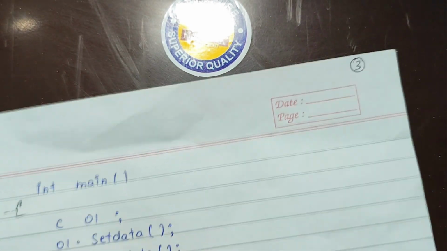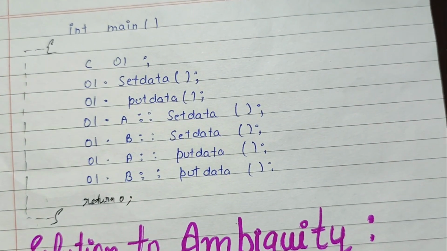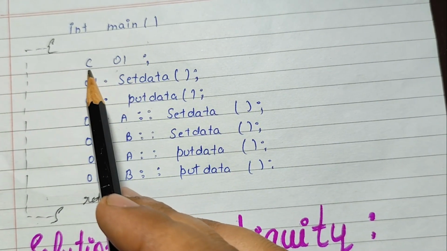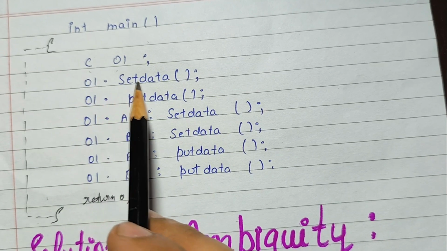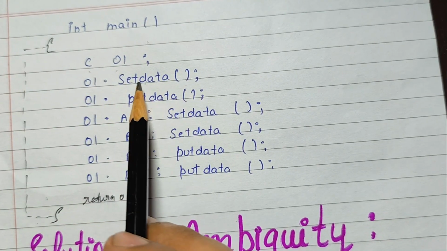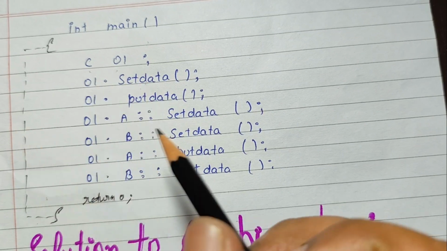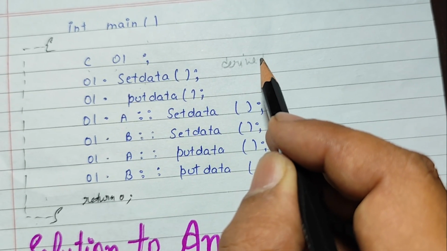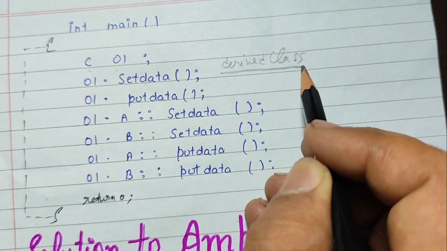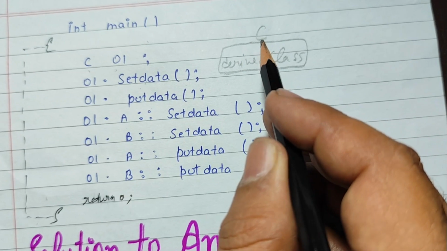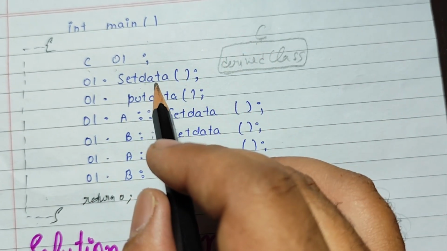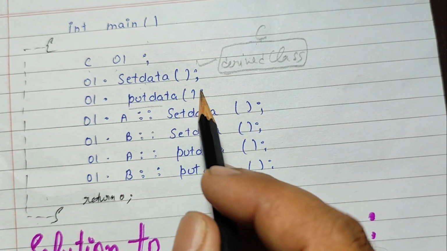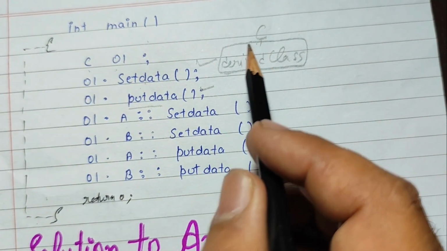Now what I do here, in the main function, first I create o1 object of the derived class. Now I simply call o1 dot set data. Now which member function is called here? Here the derived class member function is called. Now what is the name of the derived class? The derived class name is C. So the set data member function of the derived class is called here. And here the put data member function of the derived class is called.